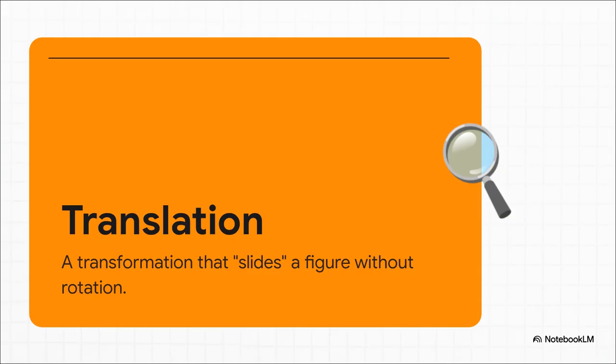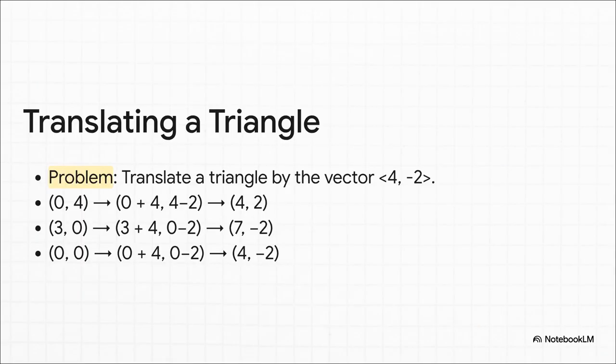And our final move is the translation, which honestly is the easiest one of all. It's just a slide. No twisting, no flipping, no resizing. You're just picking a shape up and sliding it to a new spot. And the instruction that tells us how to slide it, like move right 5 and up 2, is called a vector. Let's watch it happen.